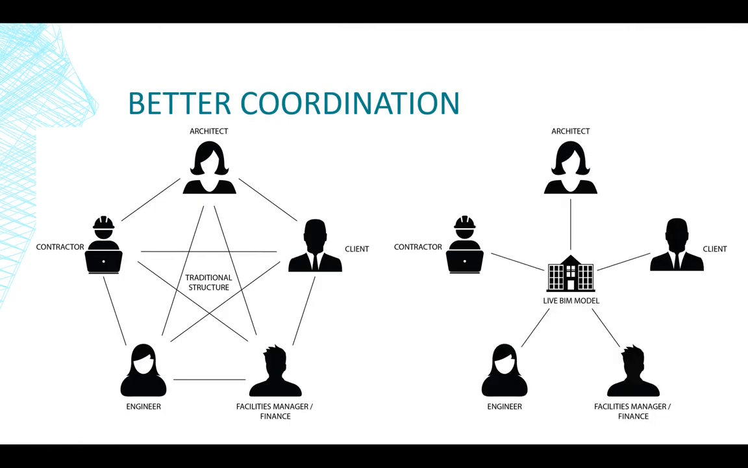So on this screen we see a common graphic you'll see when people start talking about BIM, but it highlights one of the key things I think that BIM actually helps people with, especially during these big construction projects, and that's better coordination. On the left-hand side here, we have the different stakeholders. We have the architect who designs the building, the client who obviously wants the building and is going to own the building afterwards, the facilities manager and finance manager.